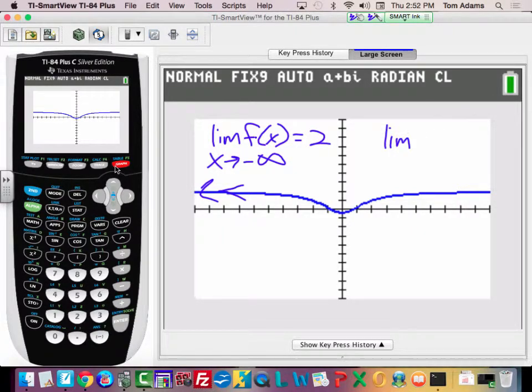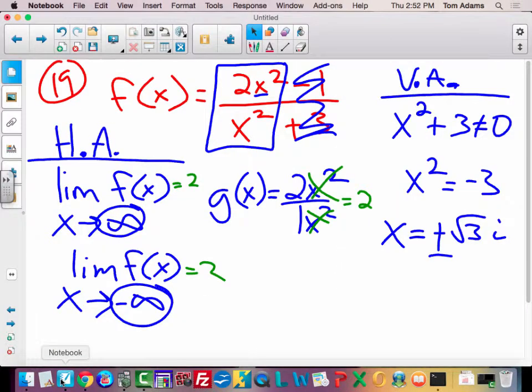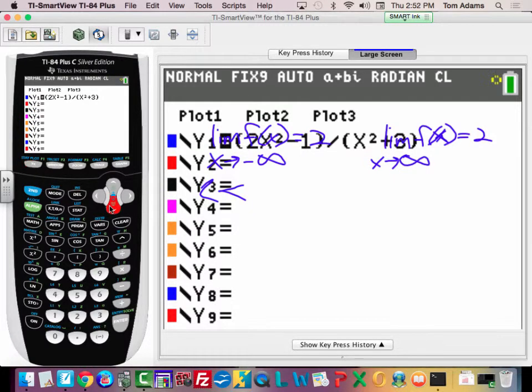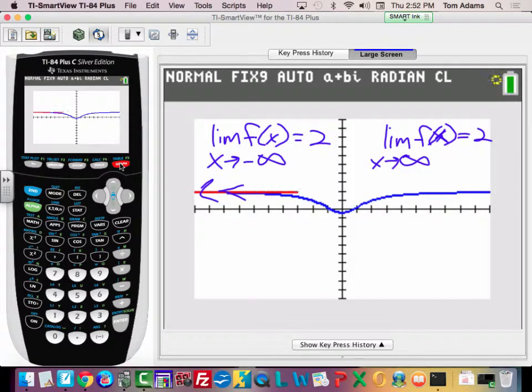Likewise, we said that the limit of this thing as x approaches positive infinity should equal 2 as well. And then we said that g(x), which was 2x squared over x squared, reduces down to 2. If I graph y equals 2, because that's what that reduced down to, look at what that red line does. See how that works?